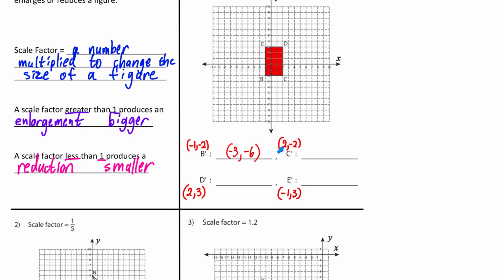Okay, now for this one, again, my scale factor up there is 3, so everything's getting multiplied by 3. So what is 2 times 3? 6. And then what is negative 2 times 3? Negative 6. And we'll come back and plot these points in just a second. Okay, now for this one, what's 2 times 3? 6. And then 3 times 3 would be 9. And then finally for E, negative 3, 9. Good. Negative 1 times 3 is negative 3, and 3 times 3 is 9.